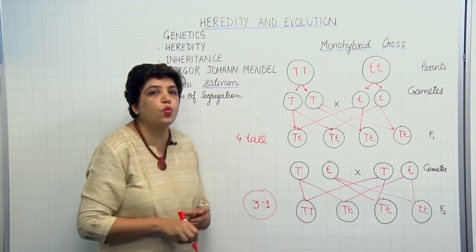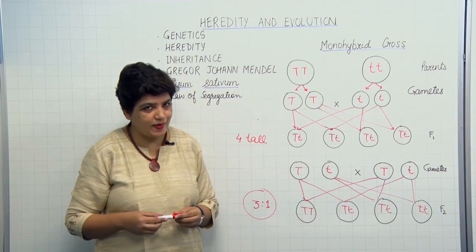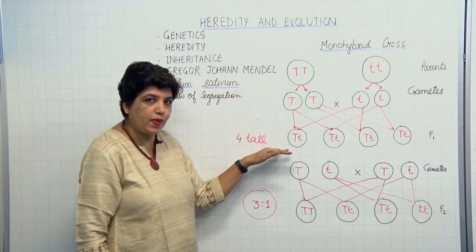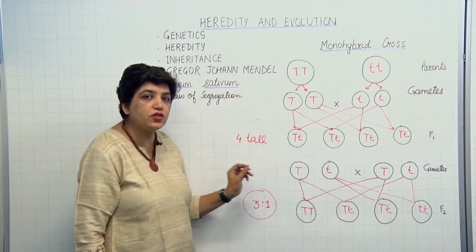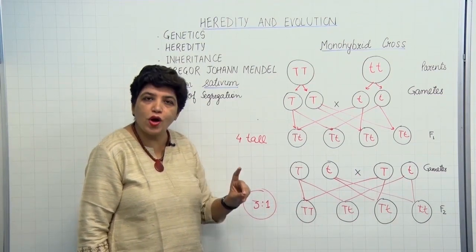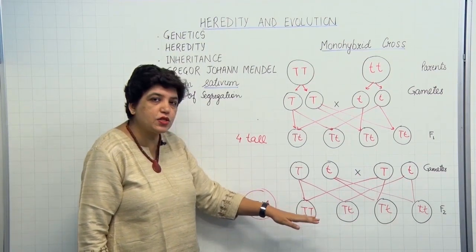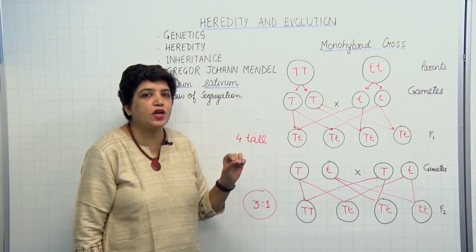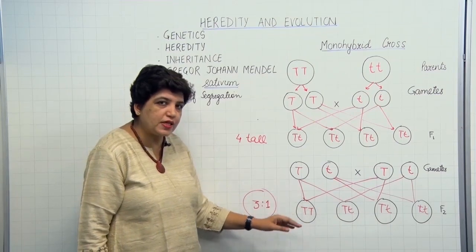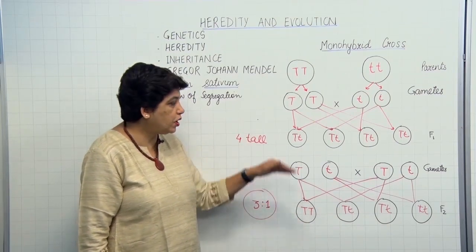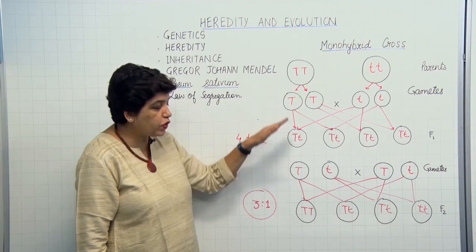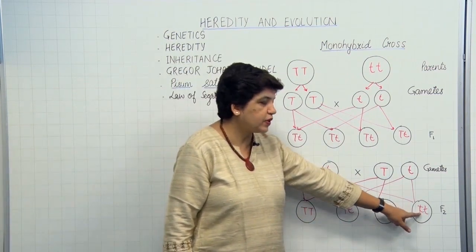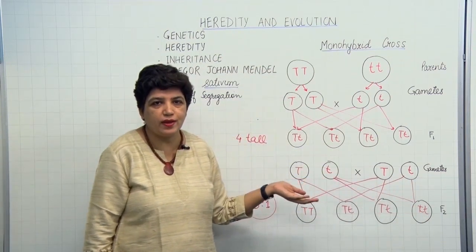This ratio of 3:1 is called the monohybrid ratio. Just imagine, the first generation had all tall plants, but the second generation has a 3:1 ratio of tall to dwarf plants. So where was the dwarfness gene in the first generation? It could not express itself. That is what Mendel suggested, that dwarfness is a recessive gene which could not express itself in the F1, but was able to express itself in the F2 generation because there was no dominant gene there.